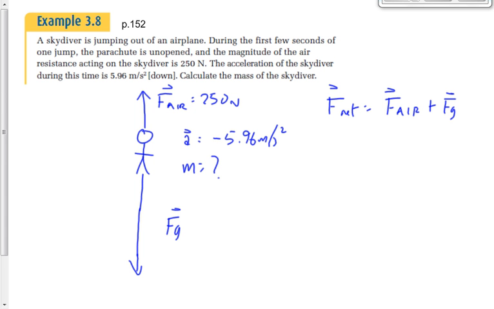Look, they're all a little bit different, but they're all pretty much the same. The net force is equal to the sum of the forces. The net force is also m times a. It's equal to F air plus Fg. M is unknown. A is negative 5.96.